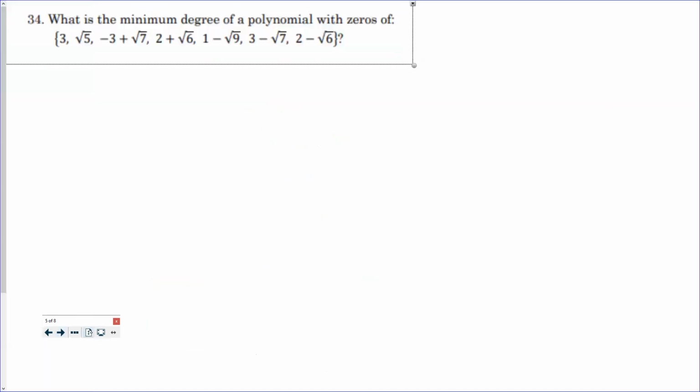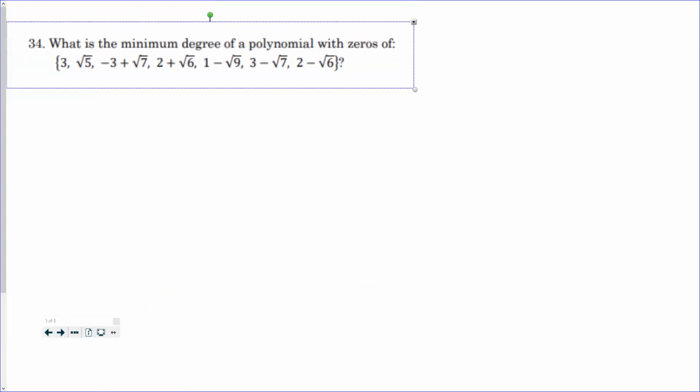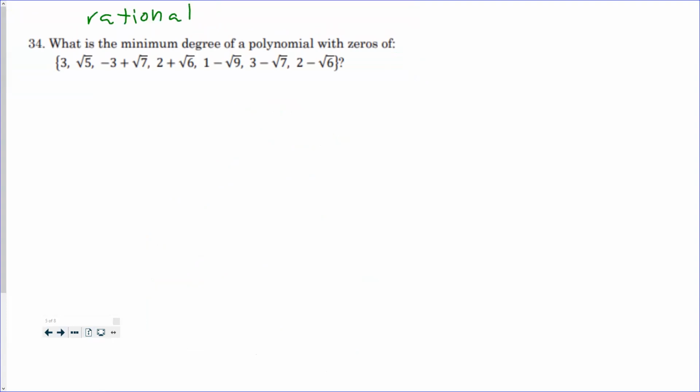So 34, what is the minimum degree of a polynomial with these zeros? And this problem, I think, also says that you have rational coefficients. That is important because your coefficient will tell you what gets a pair and what doesn't. So the polynomial has rational coefficients. That part's important. And now what I'm going to do, because I'm told I want a minimum degree.